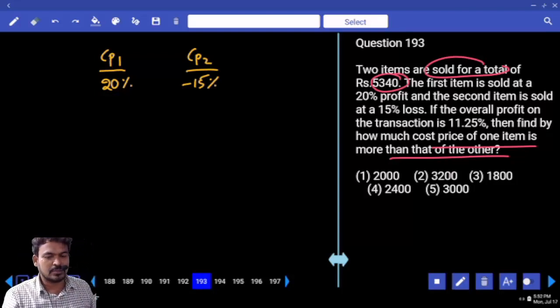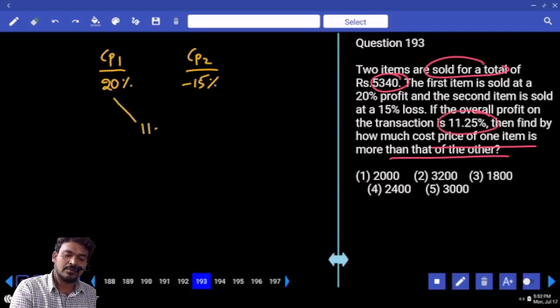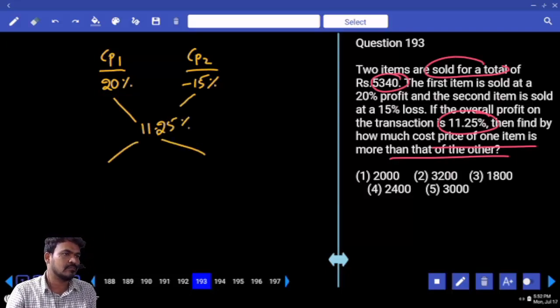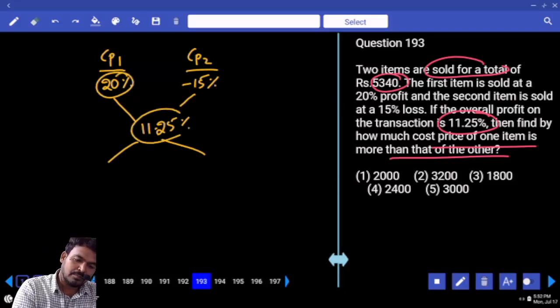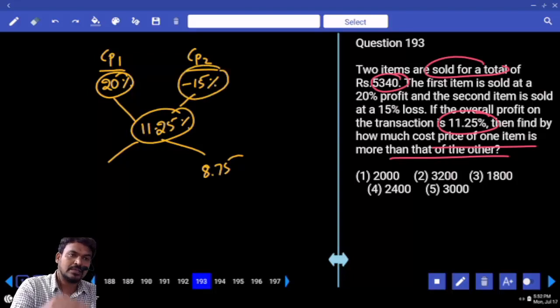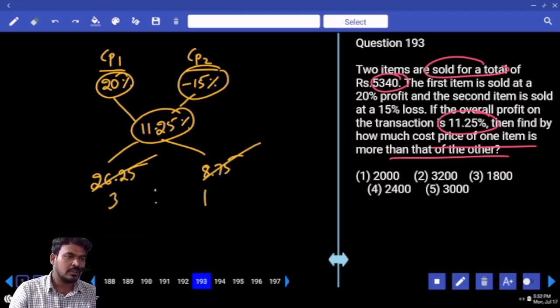First one 20% profit, second one 15% loss, but overall we are getting 11.25% profit. Simplify these three values and we get the cost price ratio. 20% minus 11.25, remaining 8.75. 11.25 minus of minus 15, that will be 26.25. How many times is it? 3 times. What is the ratio? 3:1. CP2 we consider 100%, means CP1 is 300%.